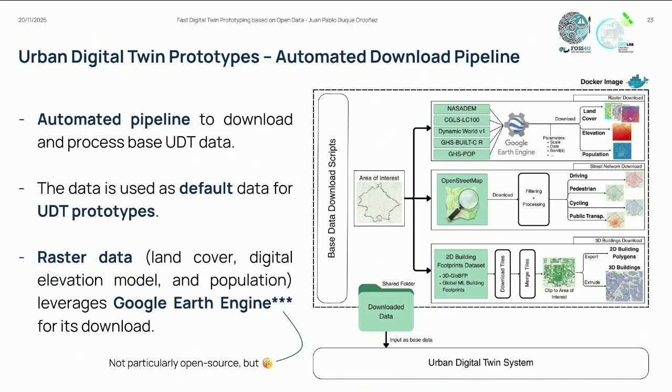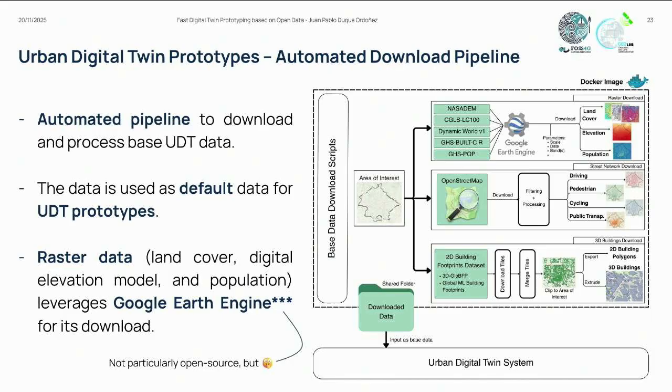Also, because it's a prototype, you could change this data for something more robust for actually creating a proper urban digital twin. We also have the OpenStreetMap downloader, which, with filtering and processing, downloads all the different kinds of street networks, and also the 3D buildings, which are actually 2D buildings extruded. So we created 3D from 2D plus height information, and everything is fetched and input into the urban digital twin system.